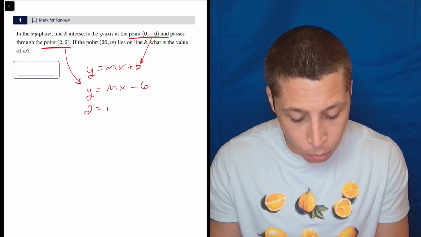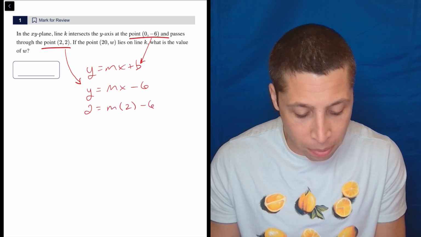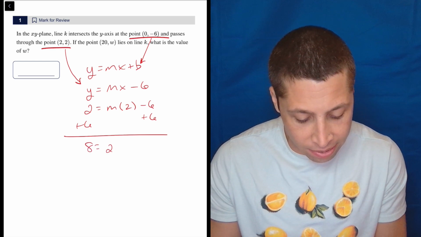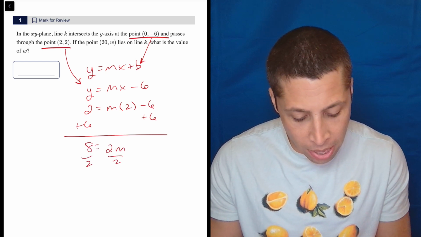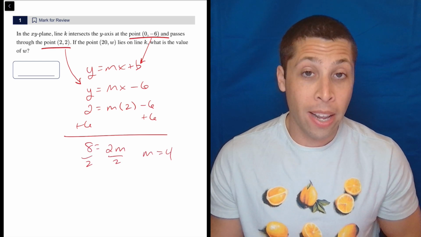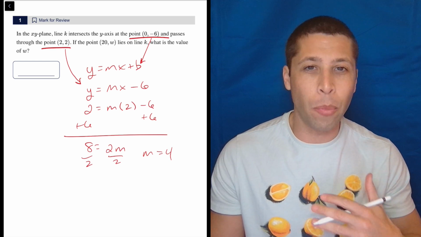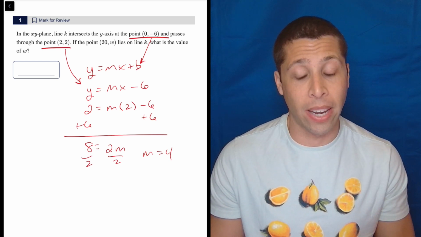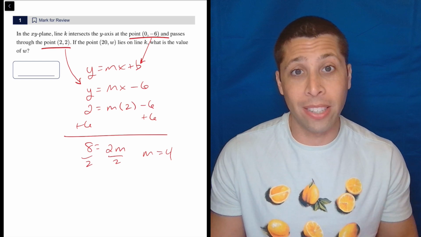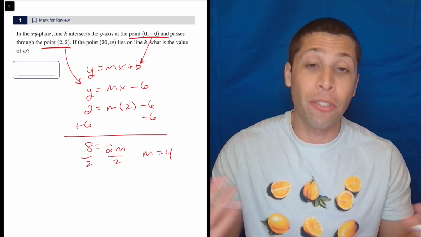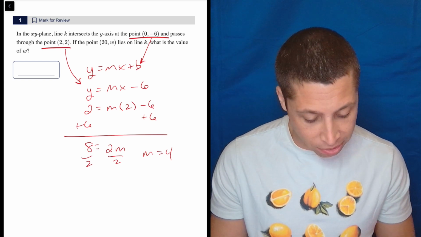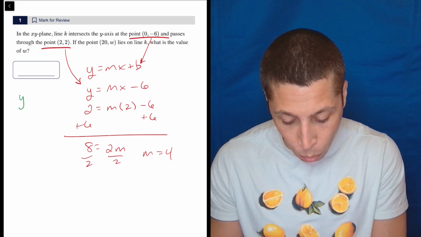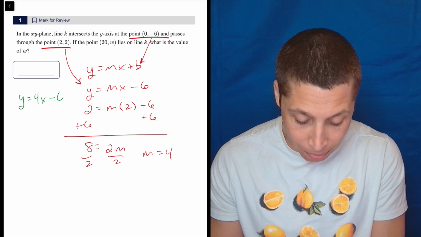So 2, the y-coordinate, equals m times 2 minus 6. So let's add the 6 to both sides. 8 is equal to 2m, divide by 2, and we get m is 4. Now, the reason I like that is I don't have to deal with as many weird things like negatives, double negatives, fractions. I don't want to deal with any of that if I can avoid it, because it's just more chances for mistakes. So I like this method. It's a little bit more traditional algebra. And now I have the full equation of the line, which is y equals 4x minus 6.